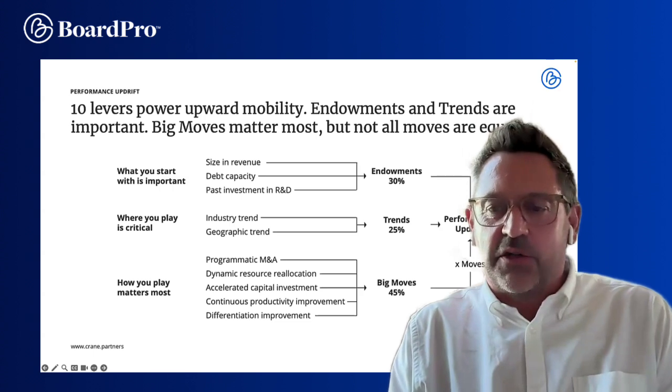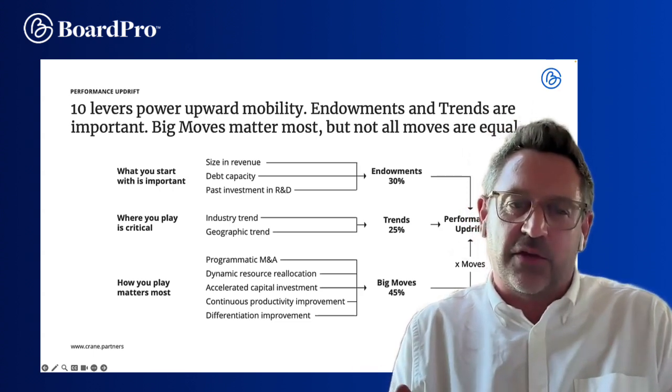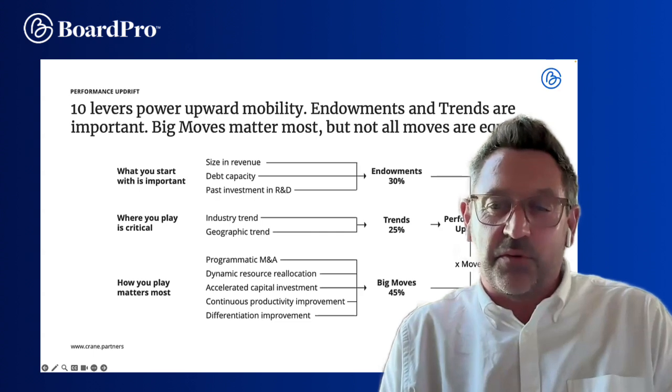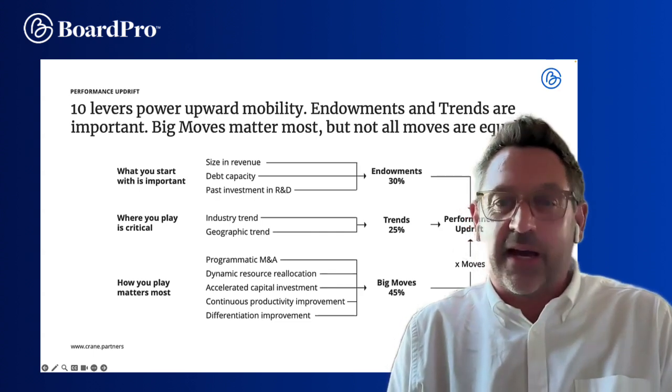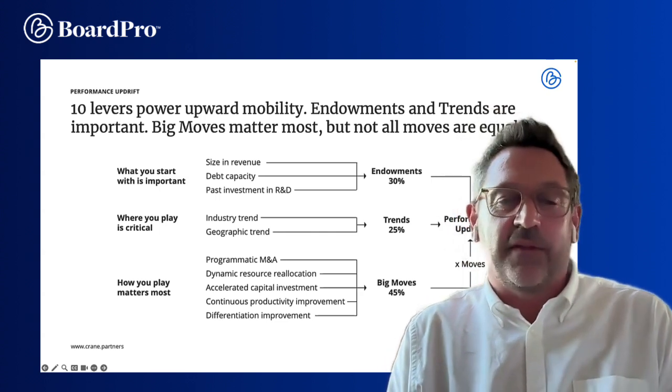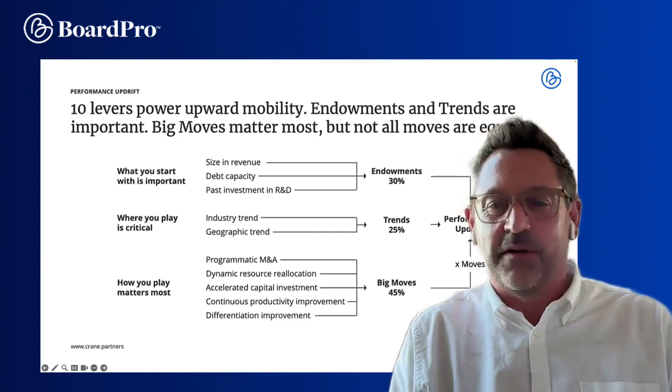The second component is around trends. So trends account for about 25% of the power you need to move up that curve. Industry trends are most important. So if you're in a high growth industry, that's a really significant tailwind that'll help push you up that curve. And obviously if you're in a really good positive economic environment, which parts of the world are and aren't at the moment, then that can be favorable as well.